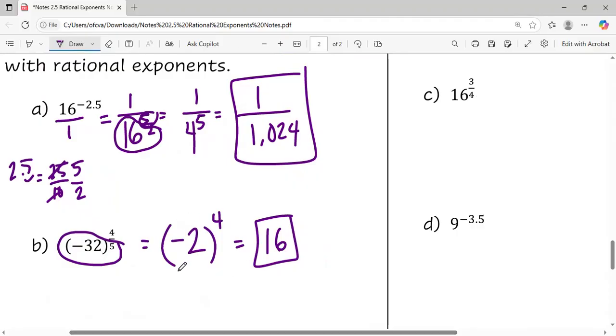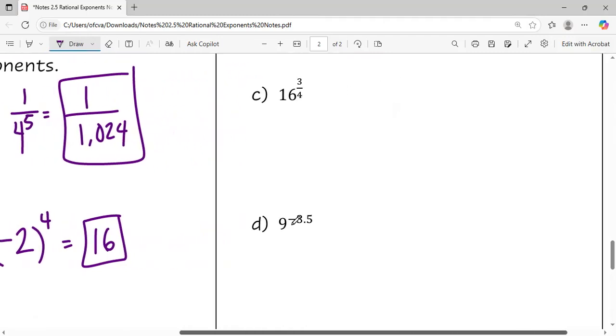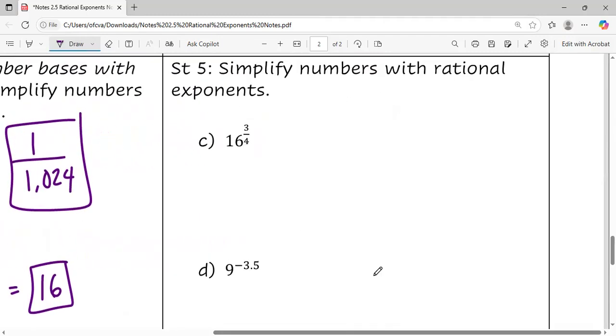As a rule, a negative base to an even power will always give you a positive answer. A negative base to an odd power will give you a negative answer. So keep that as a rule as well. All right, so you know what time it is. You gotta pause, do this on your own paper, and then come back and check to see if you did it right. I'm gonna go ahead and keep going.